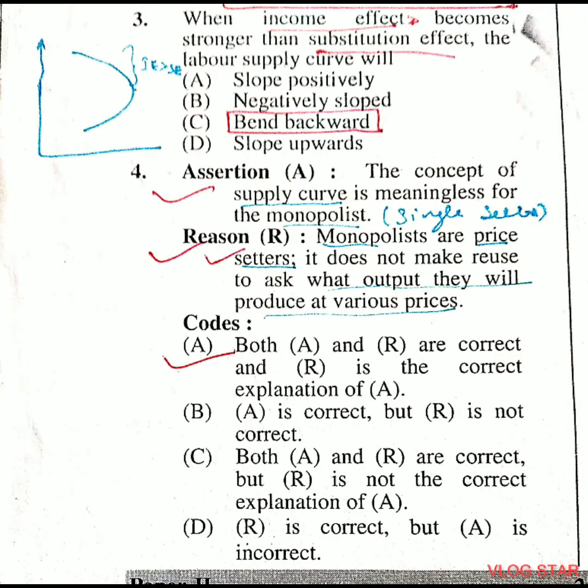Question number 4, assertion reason. Assertion: the concept of supply curve is meaningless for the monopolist. Reason: monopolists are price setters. It does not make sense to ask what output they will produce at various prices. Both assertion and reason are correct, and the reason is the correct explanation of the assertion. Since we know the monopolist is a single seller, it's his wish at what price he wants to sell the commodity. And there is no point of a supply curve; it becomes meaningless in the case of a monopolist.